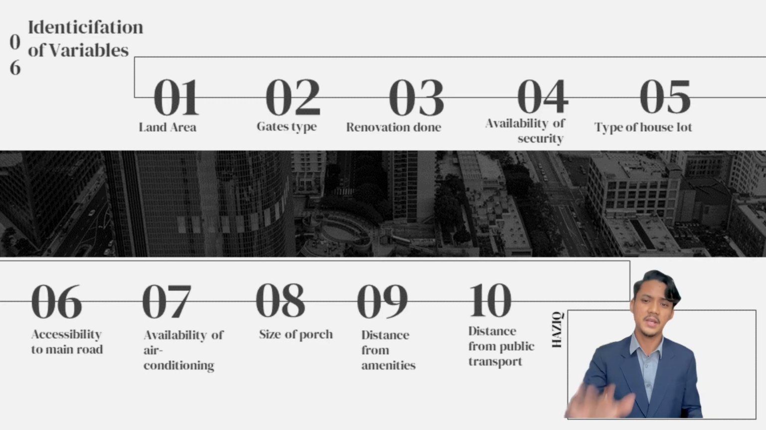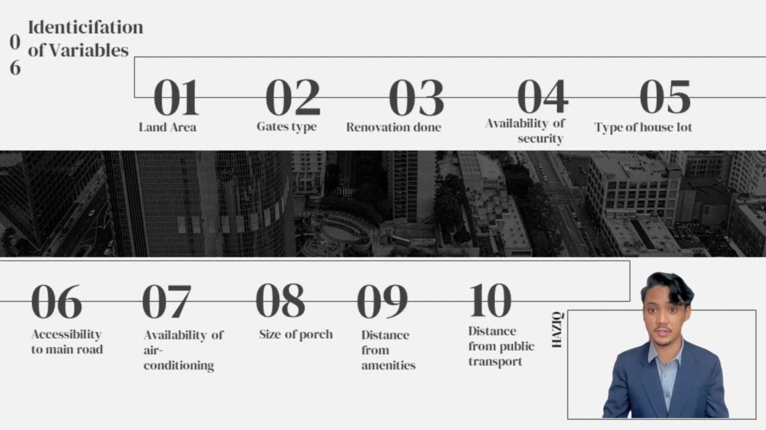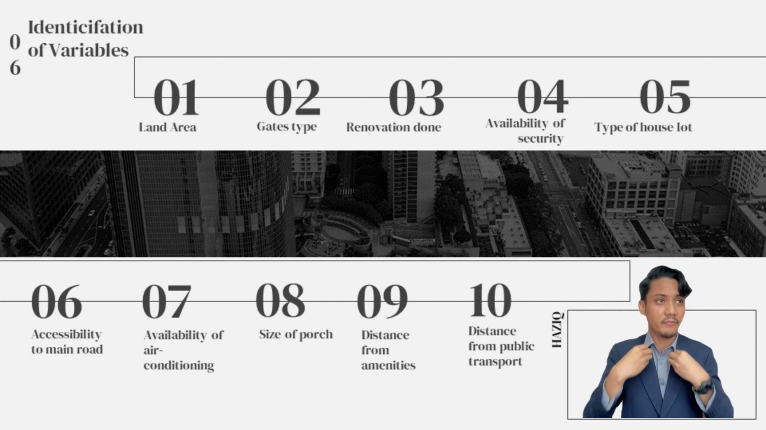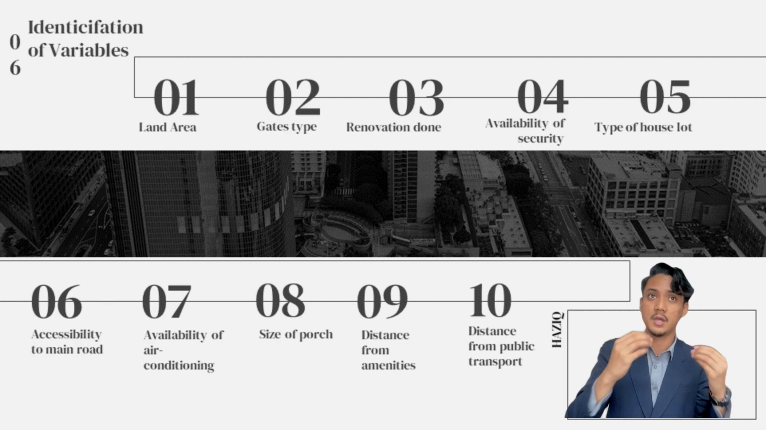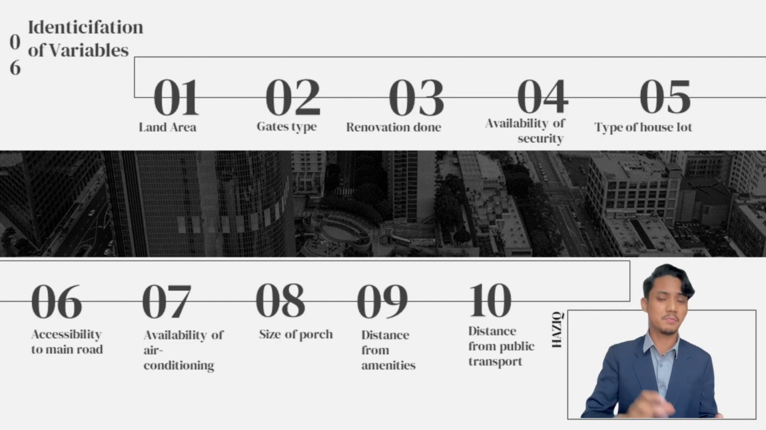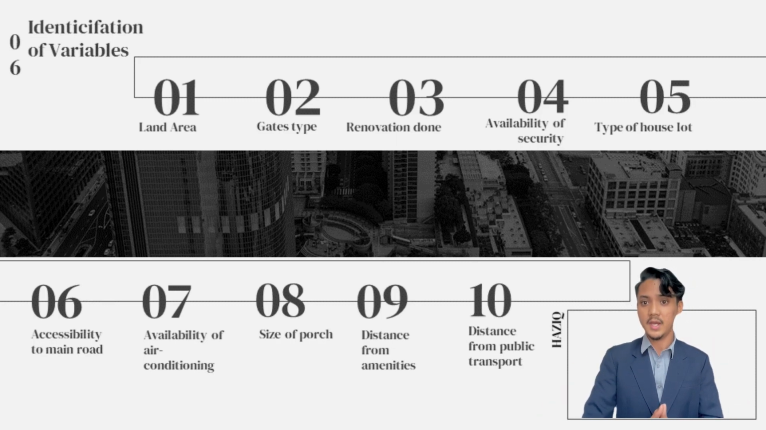The fifth IV is the type of lot, such as an intermediate lot, a corner lot, and also an end lot. Type of lot is a subjective factor of a home buyer when choosing to buy a house. But in valuation practice, the corner lot price is supposed to be higher compared to the intermediate lot and end lot.